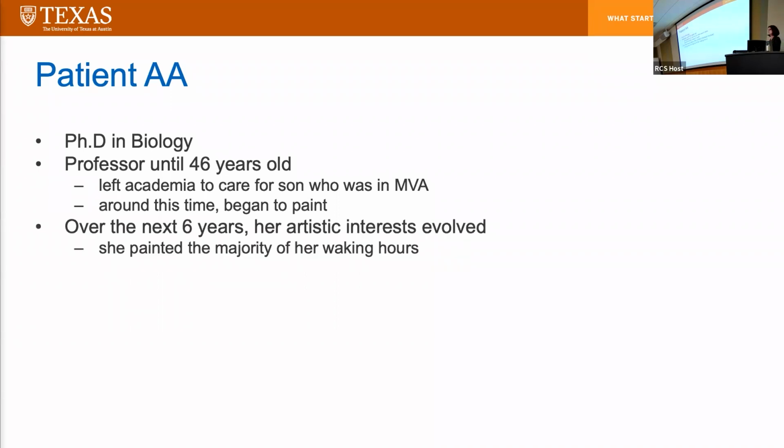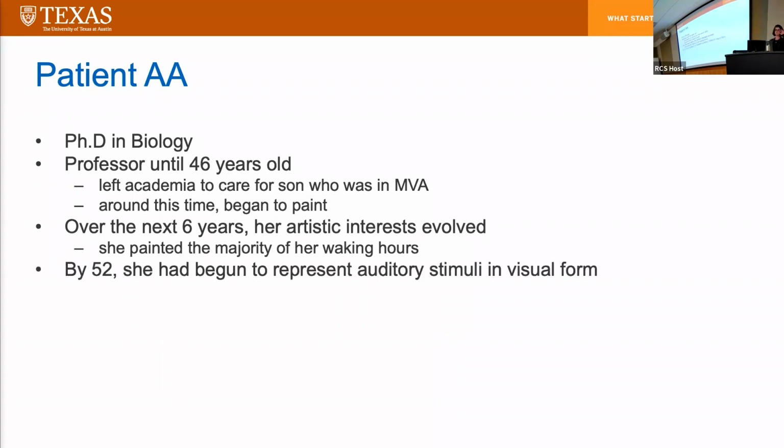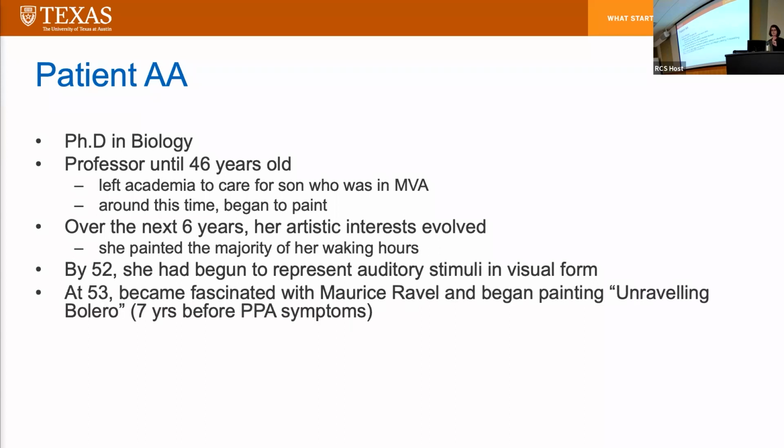Her artistic interests evolved. She started to paint more and more. She started to paint obsessively. And eventually, she started to paint really unusual and interesting things. She started to represent auditory phenomena in a visual form. And in particular, she became really fascinated by the composer Maurice Ravel, and she started to paint a visual representation of his probably most famous piece, Bolero.